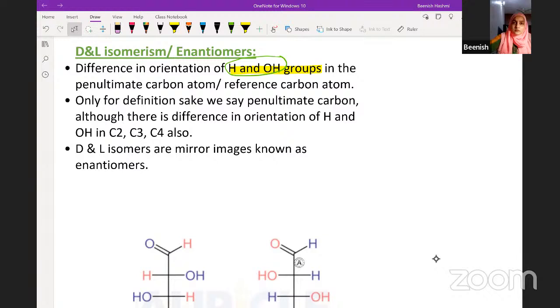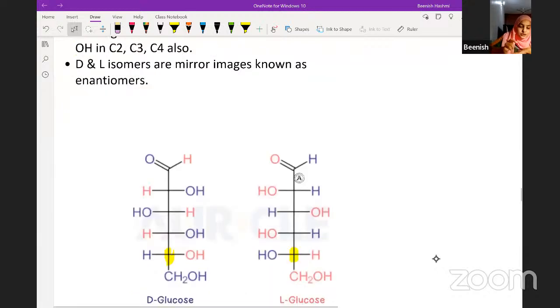Orientation of hydrogen and hydroxyl groups in the penultimate carbon, or the reference carbon, leads to D or L isomers. Now, only for definition's sake, we say that there is difference in orientation only in the penultimate carbon. Your carbon 5 is considered to be the penultimate carbon, but actually there is difference in orientation of hydroxyl and hydrogen even in C2, C3, C4 also.